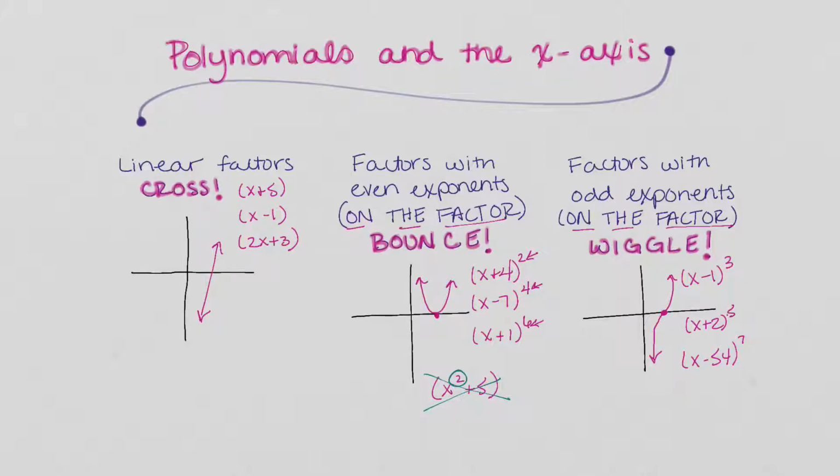And again, the reason for that is that when you zoom into that x-intercept, your graph is behaving like the parent function for the factor. So a cubic function has a wiggle in it, as does a fifth and seventh root.